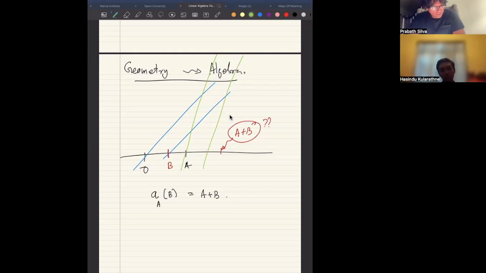Okay. So if you have this set up, see the point is, this length OB is going to be equal to the length of these parallel lines, and that length is going to be equal to this. So you can use the parallel lines to get to here. So this is your point A plus B.